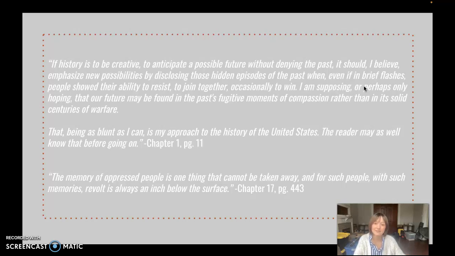And the last quote is found in chapter 17, and he says, "The memory of oppressed people is one thing that cannot be taken away, and for such people with such memories, revolt is always an inch below the surface." I think that's super powerful. I mean, saying the memory of oppressed people is one thing that cannot be taken away.